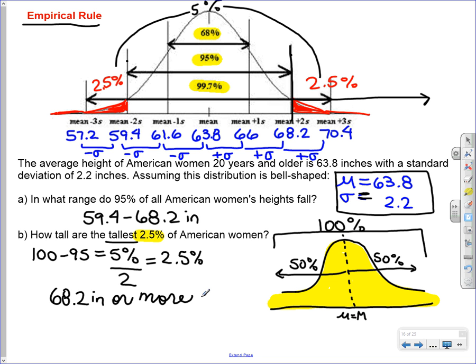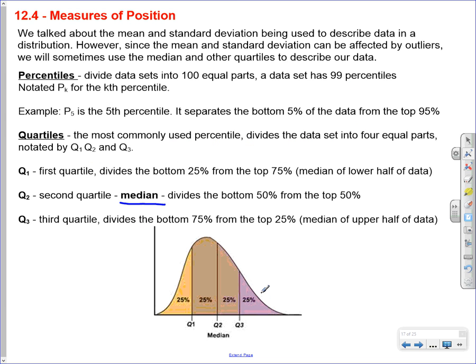So your homework questions should ask you about 68%, 95%, 99.7% for the empirical rule. Or they could ask about some of the leftover tails here or here that you could figure out using these middle percentages.